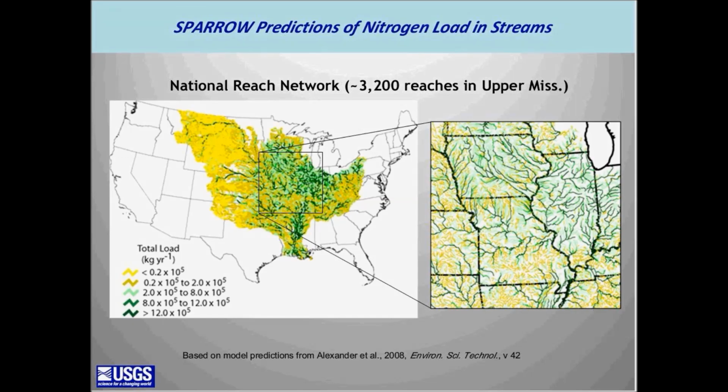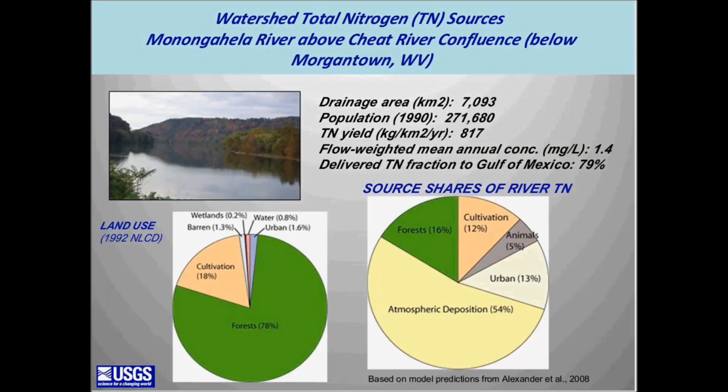And on the right side of the screen, it just gives you an idea of the density of the stream network and how each of those different stream segments are being predicted by SPARROW for their individual load.